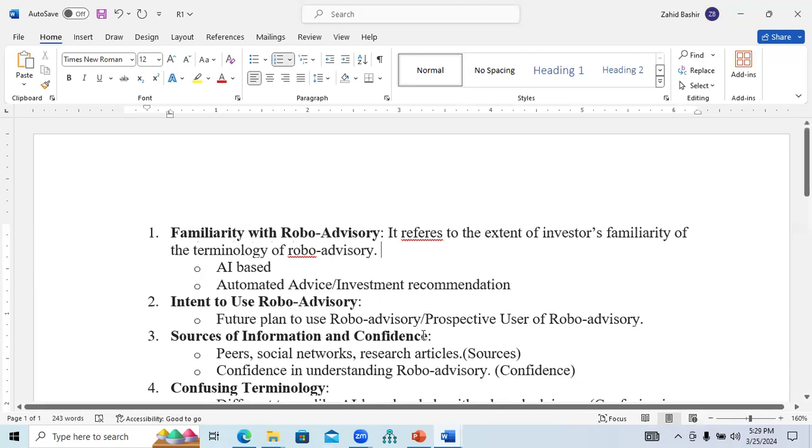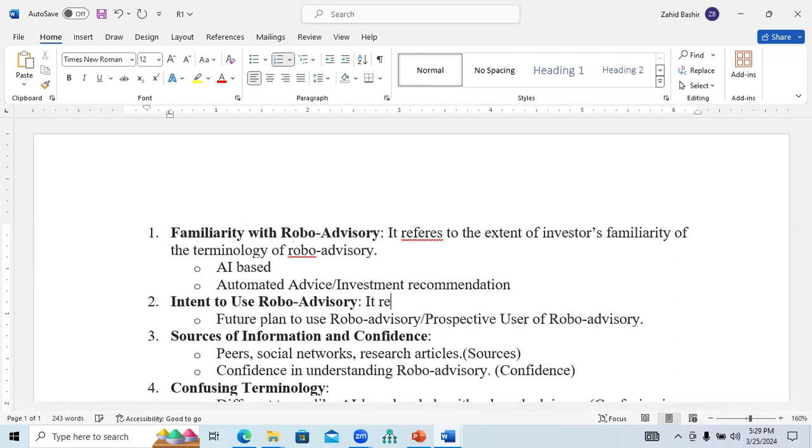In the same way, you can define it with reference to the usage of this. It refers to the intention of investor.